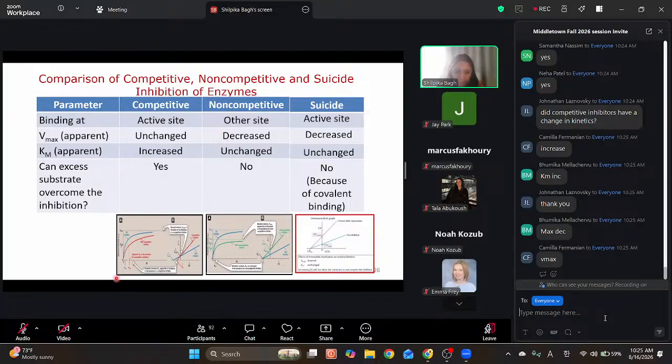Again, you should get comfortable with the graphs. Hyperbolic curve, you see what is changed. Double reciprocal plot, you see what is unchanged. And why, I will address at the end. Let me finish the slides.